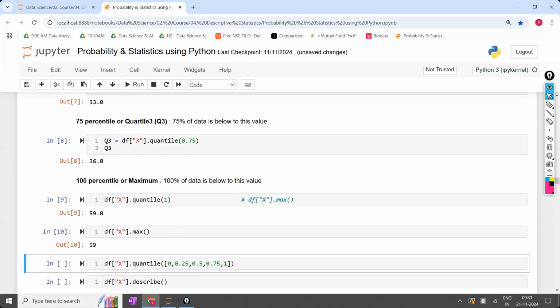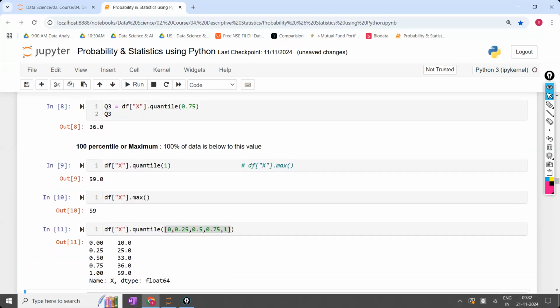Now, if you want to get all the numbers at a time, use df of x dot quantile and provide the list of quantile numbers: 0 percentile, 25 percentile, 50 percentile, 75 percentile, and 100 percentile. So you can get all of them in the given data set in a single shot, right? You can even get the value for 10 percentile, 15 percentile, 20 percentile, anything. Particularly, 25 percentile is considered because it is called quartile 1. Even 23 percentile or 18 percentile you can calculate, but particularly 25 is quartile 1.